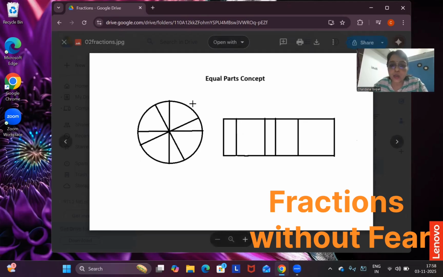Now, if I shade two slices and say, come on, write the fraction, immediately you should say that, no, we cannot write the fraction for this figure because they are not equally divided. This pizza is not equally divided. One slice is bigger, one slice is smaller. So how can you write fraction? No, you cannot write fraction.